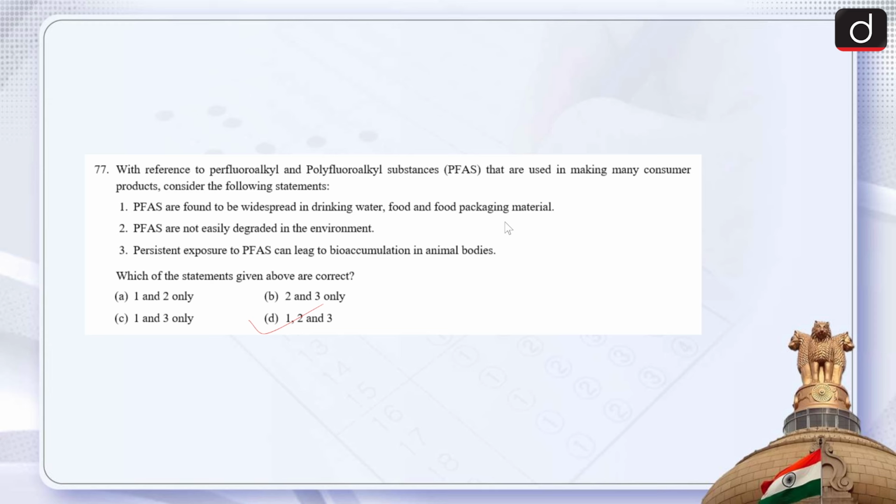Chemically, individual PFAS can be very different. However, all have the carbon-fluorine bond which is very strong and therefore they do not degrade easily. That's why statement 2 is correct. Now we come to the last bit. People may encounter different PFAS chemicals in various ways. Over time, people may take in more of the chemicals than they excrete, a process that leads to bioaccumulation in bodies. So that's why statement 3 is also correct.